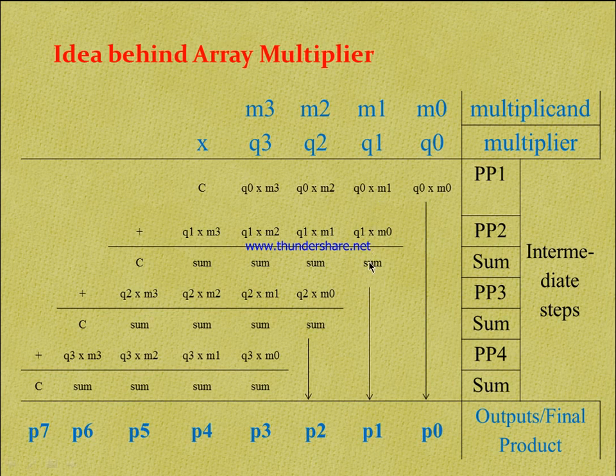So now what is the next step? The next step is that the third bit should now be multiplied with all the multiplicand bits. The third bit is Q2.